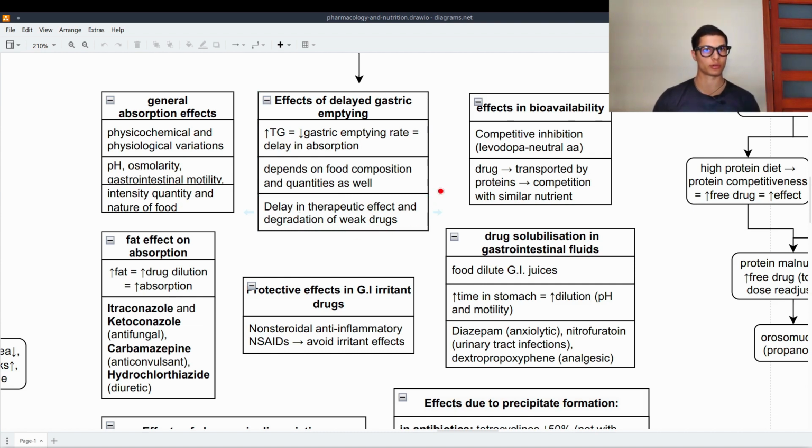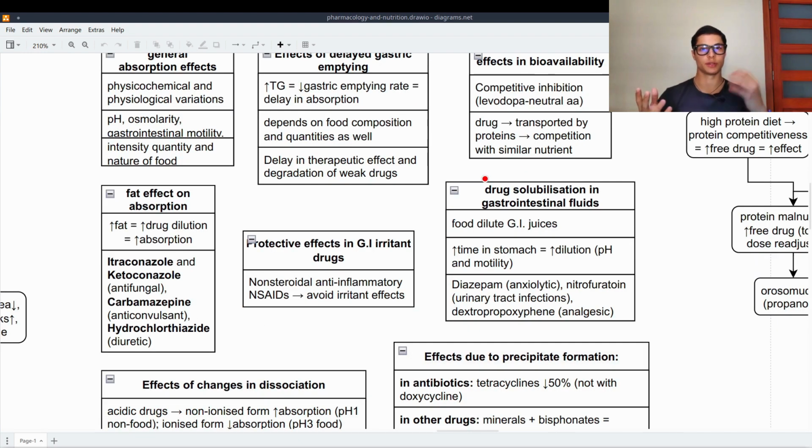degradation of weak drugs. Effects in bioavailability, competitive inhibition, such as levodopa and neutral amino acids, and the drug, which is transported by proteins, will compete with a similar nutrient. This is what I explained before. So there is an interaction via competition for the same protein, nutrient versus the drug.